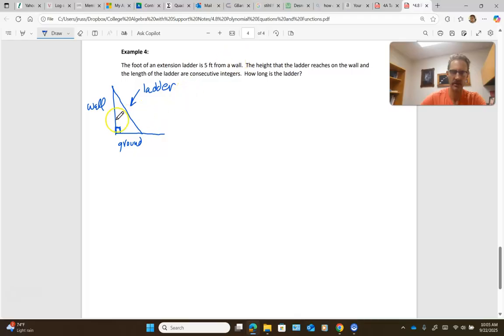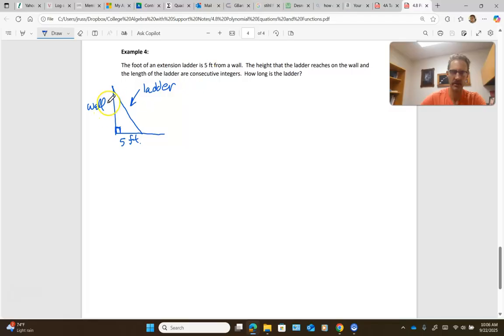All right, so we don't know any of those things specifically. It just tells us that the foot of an extension ladder... well, actually we do. The foot of an extension ladder is 5 feet from a wall. So we know this side is 5 feet, but we don't know the other two. I'll go ahead and label this 5 feet. But then it goes on and tells us something about how the wall and the ladder are related. The height that the ladder reaches on the wall, so this side right here, and the length of the ladder are consecutive integers. So what does that mean? Well, that means two integers, one right after the other.